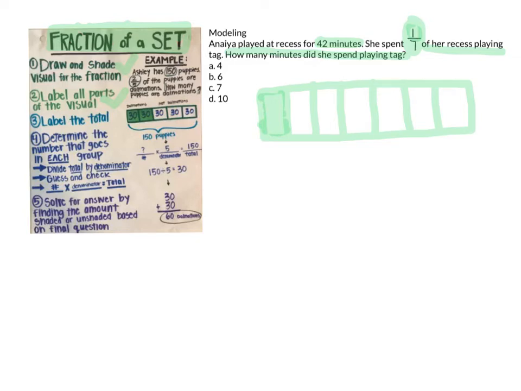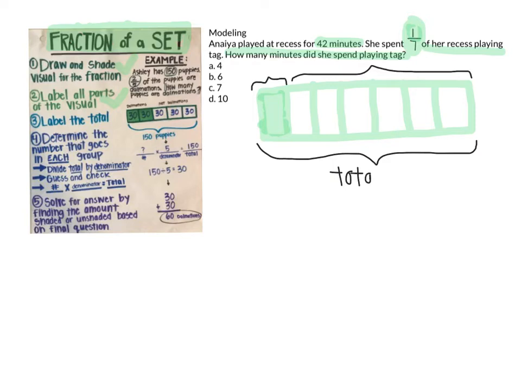So we've got a few things going on here. I've got my shaded piece. I have my unshaded pieces. And we have our total. So first I'll label total. And to label each piece, we really need to know what's going on in the problem.